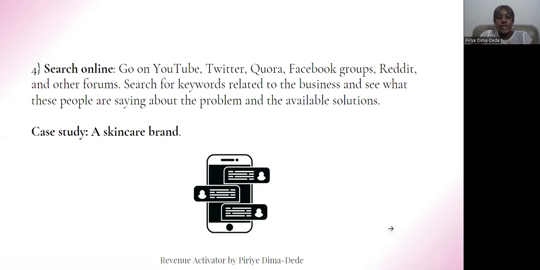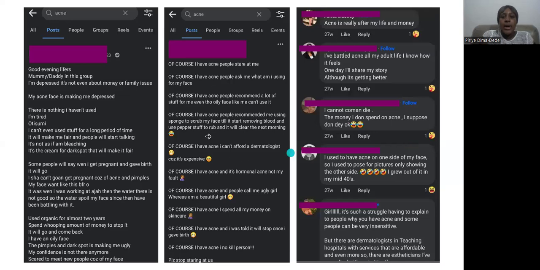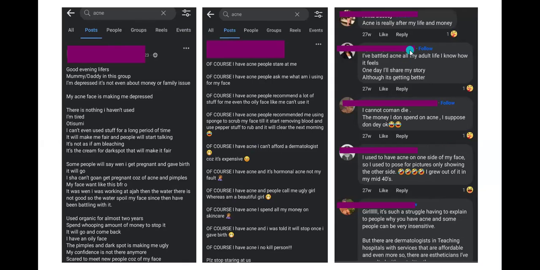So let's look at a case study for a skincare brand. Imagine that I run a skincare brand and I'm trying to conduct audience analysis. Now, I went on Facebook and I did something. I searched for acne, as you can see here. I just searched for acne on Facebook and I went over to the post section. So this is just on Facebook. And I saw so many posts about acne. I put 2 here, as well as comments under one of these posts. So you can see this one says, I'm depressed and it's not even about money or family issues. My acne face is making me depressed. There's nothing I haven't used.